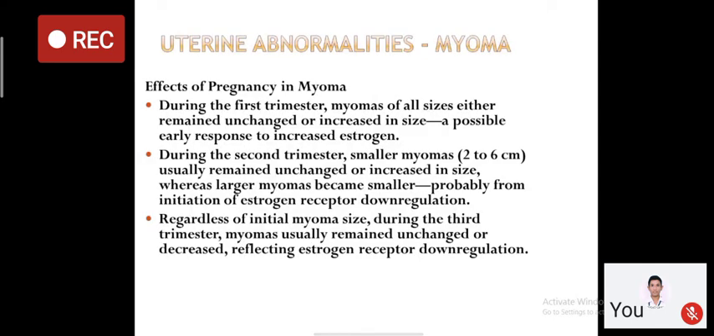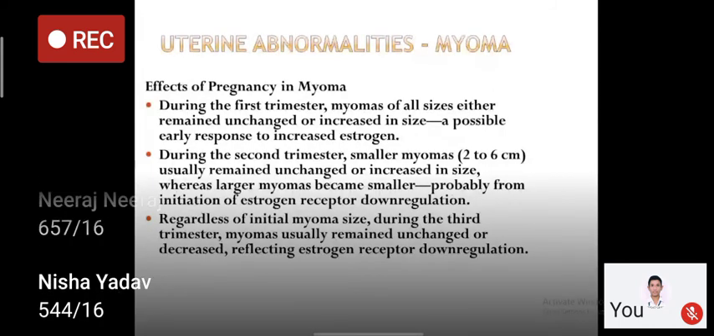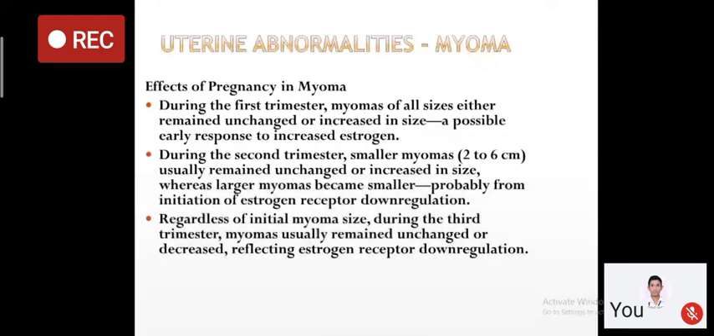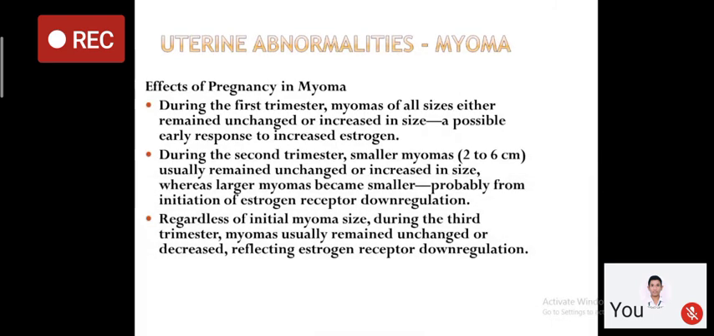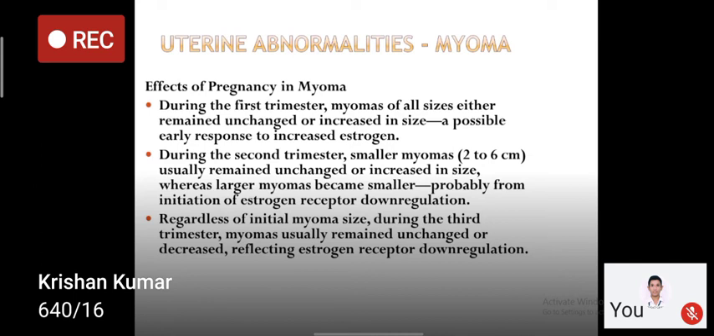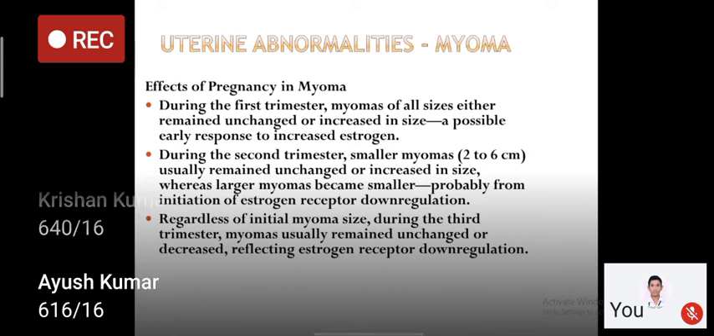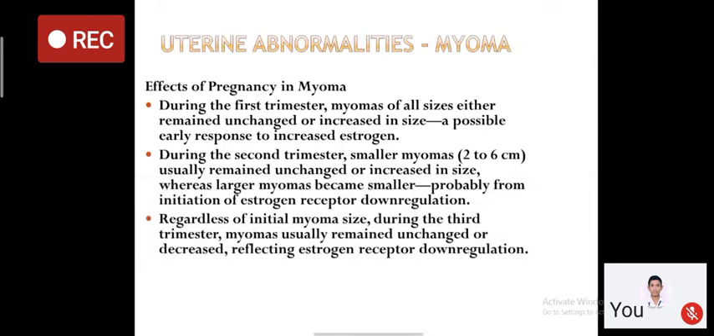So what is the effect of pregnancy on myoma? During the first trimester, myomas of all sizes either remain unchanged or increase, a possible early response to increased estrogen. During the second trimester, smaller myomas, 2 to 6 centimeters, usually remain unchanged. Regardless of initial myoma size, during the third trimester, myomas usually remain unchanged or decrease, reflecting estrogen receptor downregulation.